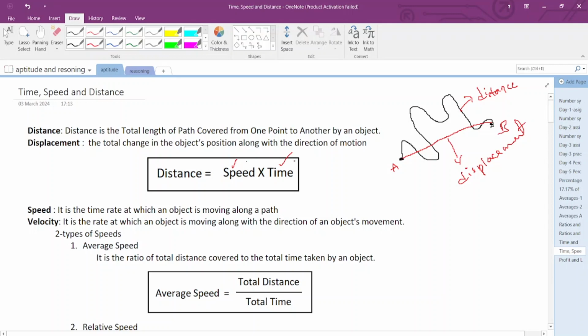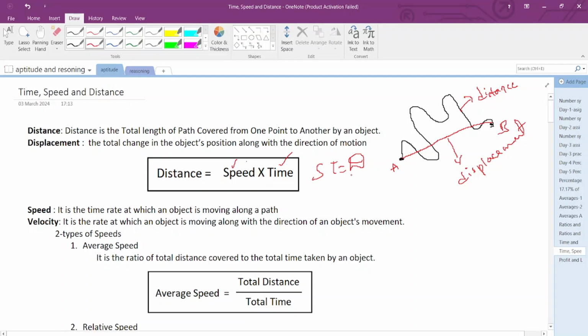How to remember this formula? I'll tell you a simple thing. In our childhood we heard about STD, right? S into T is equal to D. Just put the equal sign before the D. That's all. This is the distance formula: speed into time is equal to distance. No need to learn it by heart 10 or 20 times. You can simply remember this.